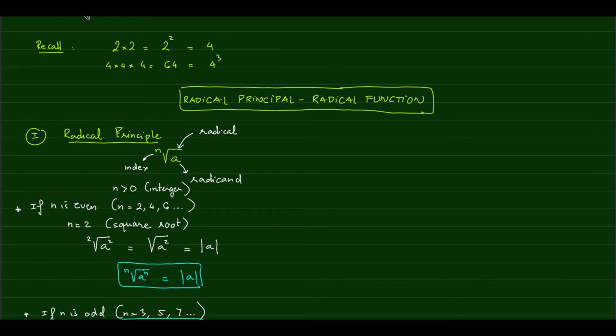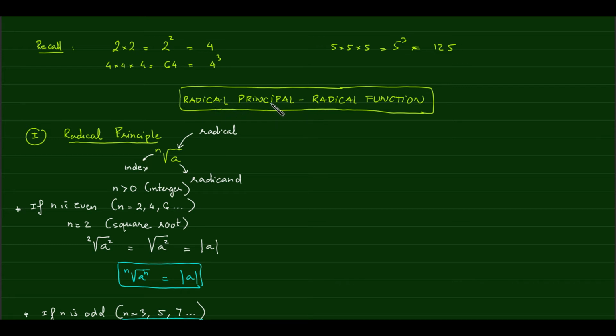For example, 5 times 5 times 5, which is 5 to the third power, gives you 125. What number multiplied 3 times by itself gives you 125, which is 5. The process of finding that number, we call that radical. All right.